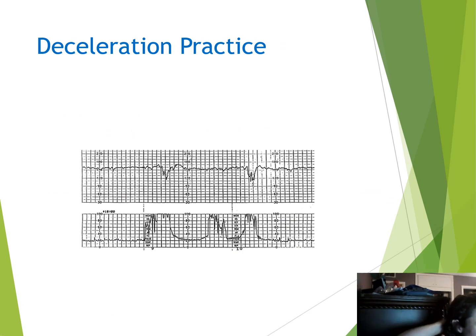So more practice, let's see. This looks like 155, moderate variability, and what do we see for the decel? Looking at this slide, we would look at our baseline first. Our baseline looks like it's about 155, and then what's our variability? Well, our variability looks like it is overall minimal. Maybe parts of it might be moderate. I'd have to really be able to see the strip.